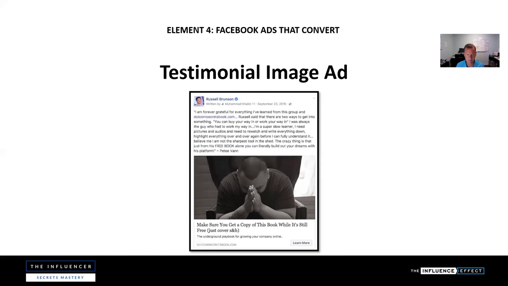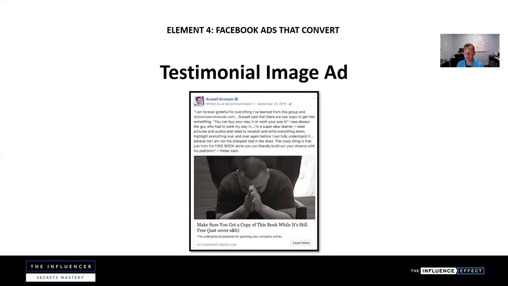Make sure you get a copy of this book while it's still free. Just cover shipping and handling. What do you mean book? I'm not sure. He's praying. You're talking about a book. And now I've got to go back up to the copy, and I'm going to read the copy. And the copy is a testimonial. And this testimonial is saying, hey, this book you have, Russell Brunson, has saved my life in so many ways, right? And so they put that testimonial as a part of the copy. And then down the headline is, hey, get your copy of the book.